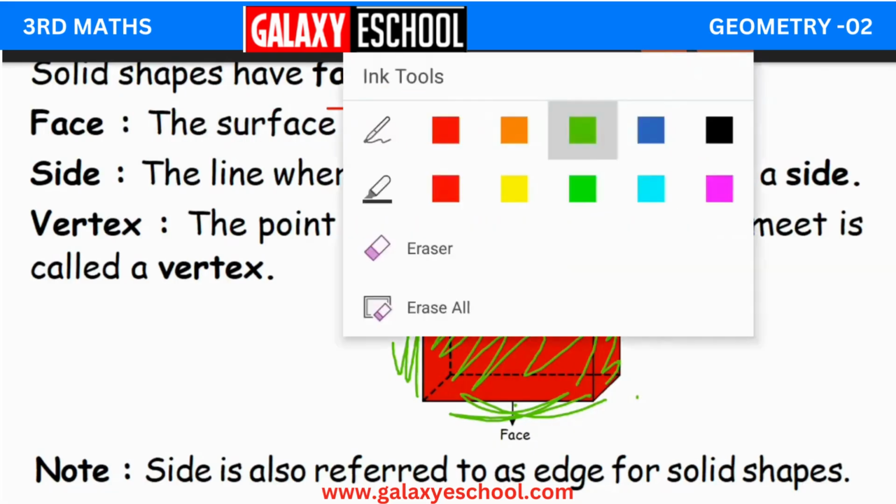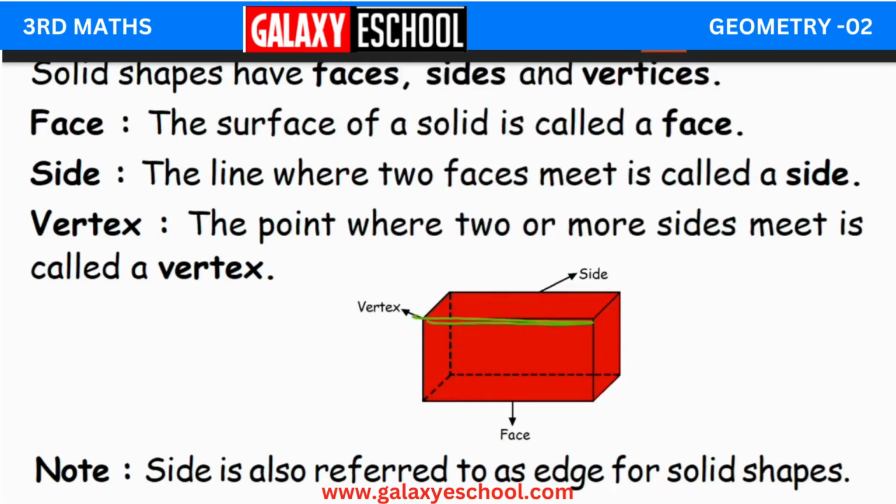Now coming to side, we all know that it is the line where two faces meet. We can see these lines, right children? These lines are nothing but our sides.